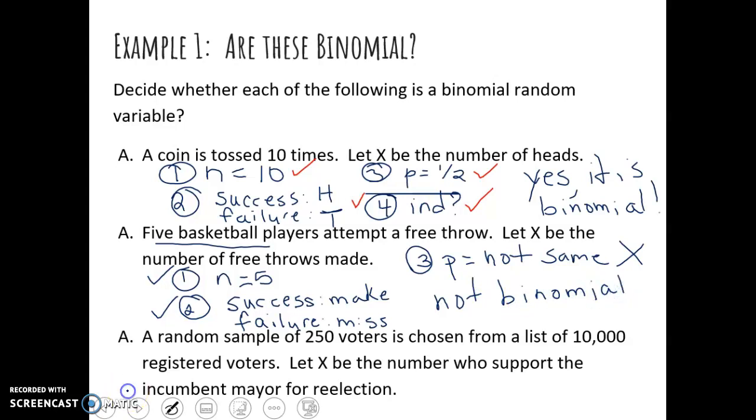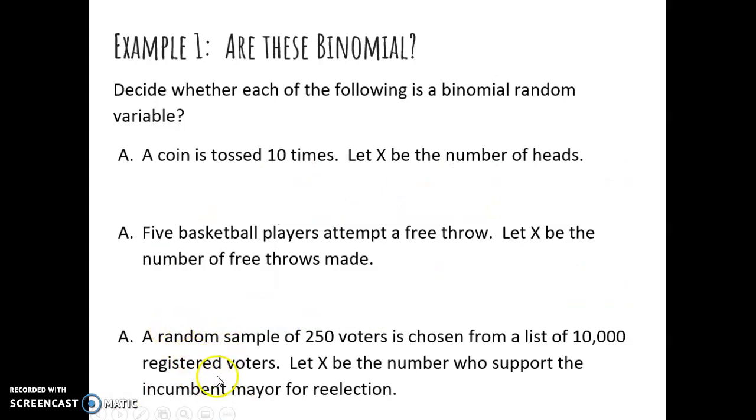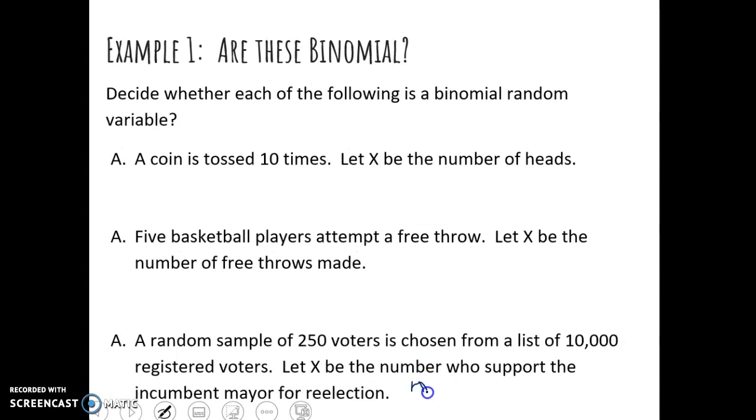Alright, and let's look at the third one. A random sample of 250 voters is chosen from a list of 10,000 registered voters. Let X be the number who supports the incumbent mayor for re-election. So the number of trials is 250 because they are choosing 250 people. So each one of those people they choose counts as a trial. And there is a success and there is a failure. A success would be that they support the mayor, and a failure would be that they do not support the mayor for re-election. So both of those are good.